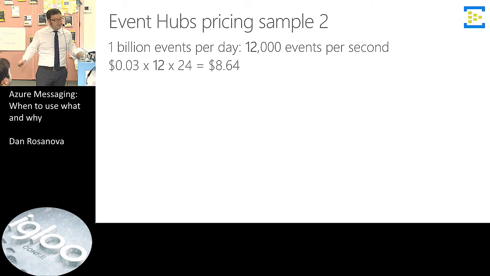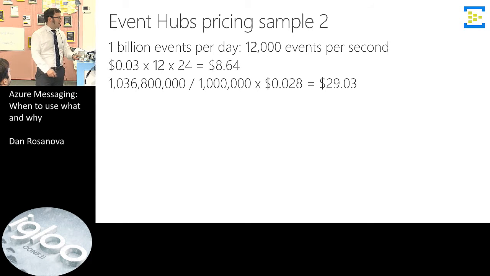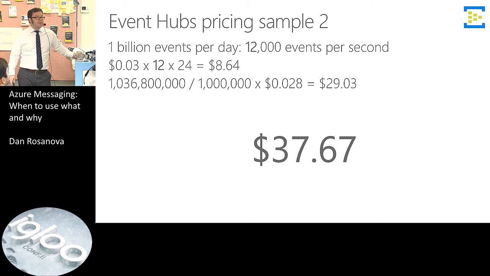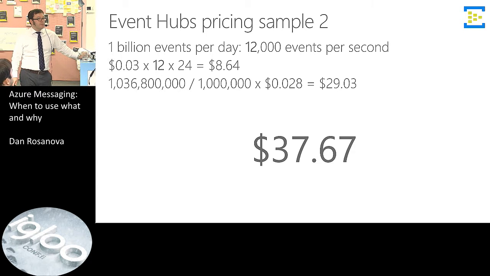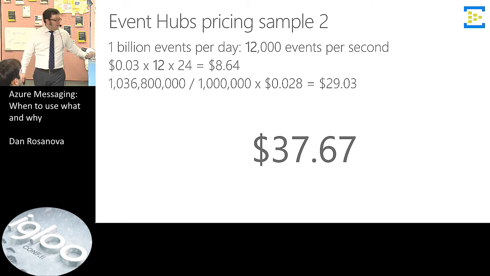That's going to cost you 3 cents per hour per throughput unit, $8.64. And then to send that 1 billion messages at 2.8 cents per million, it's awesome, is $29. So at the end of the day, you're looking at just under $38 to stream 1 terabyte of data with sub-second latency into Azure. So, I mean, if you can find a cheaper messaging service anywhere, by all means use it. I will not be offended.